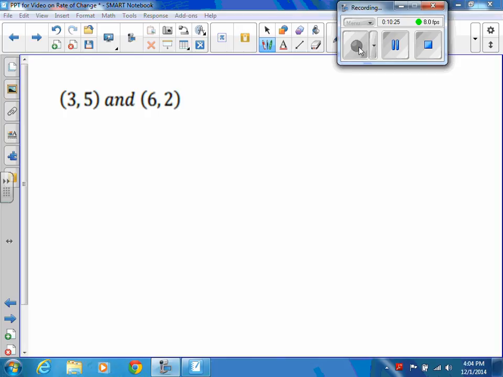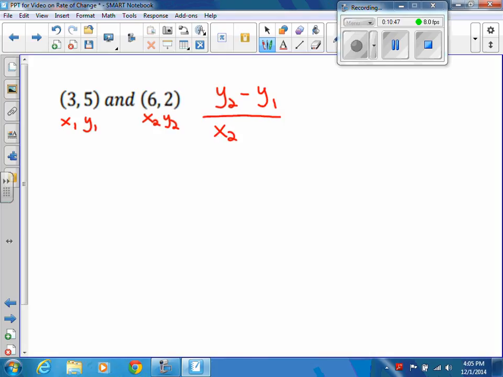Okay, again, you should label what you have. So this is going to be x1, y1. This is going to be my x2, y2. If you did it backward, that's okay. You can do it backward as long as you keep your 2's together and your 1's together, so to speak. All right, so my formula, again, y2 minus y1 over x2 minus x1.